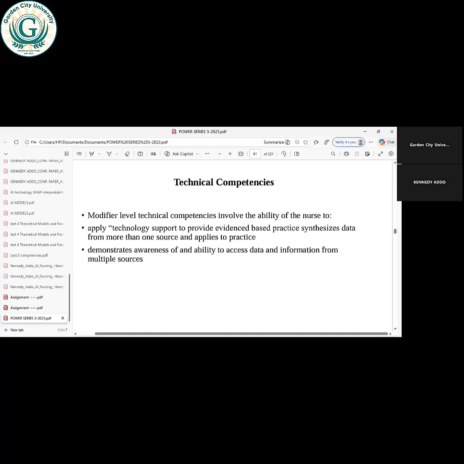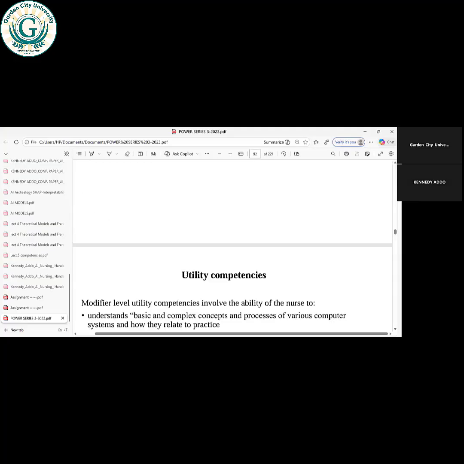So on the basis of this, we can say that you possess technical competencies. You demonstrate awareness of and an ability to access data and information from multiple sources. And that is what technical competencies are.